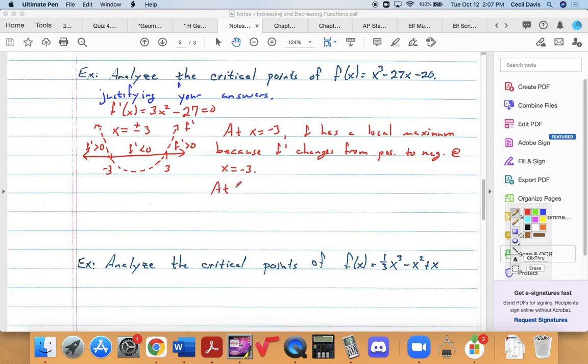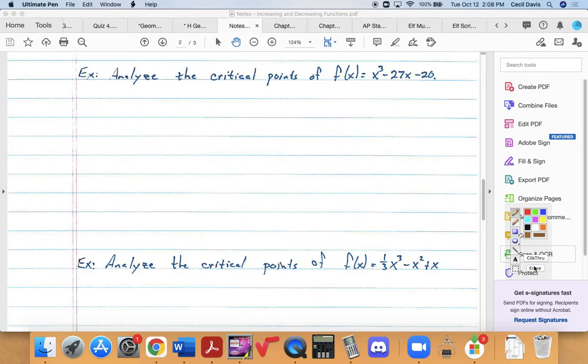And then at x equals 3, f has a local what? Minimum. Because f prime changes from negative to positive at x equals 3. Everybody good on that?